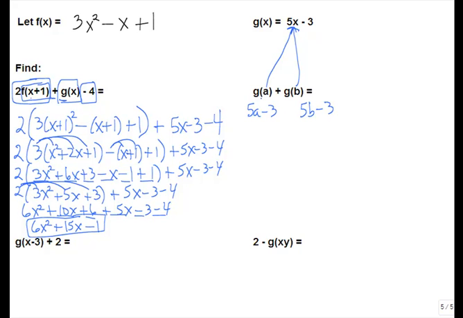And what do I want to do with these two answers? I want to add them together. So here's g of a plus g of b. Now to clean it up, 5a and 5b are not like terms, so they're just going to stay the same, 5a plus 5b. But minus 3 and minus 3 combine to minus 6. So here's our final answer.